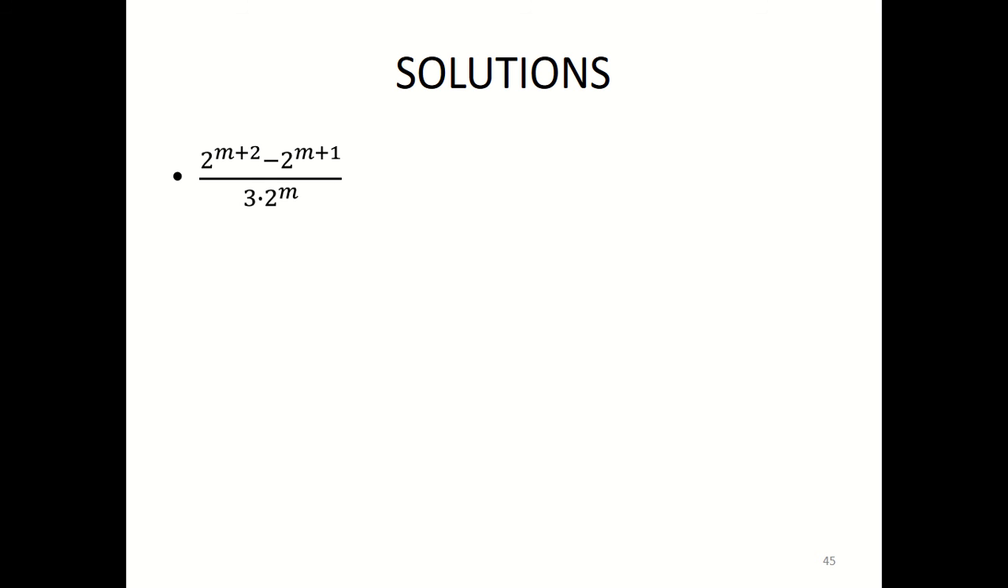Here we have 2 to the exponent of m plus 2 minus 2 to the exponent of m plus 1. Split that. You'll have 2 to the exponent of m times 2 to the exponent of 2 minus 2 to the exponent of m times 2 to the exponent of 1, even though I do not write that 1. In the denominator, there's no plus, there's no minus, it's just multiplication, which is just 2 to the exponent of m. So I will just leave it as it is.